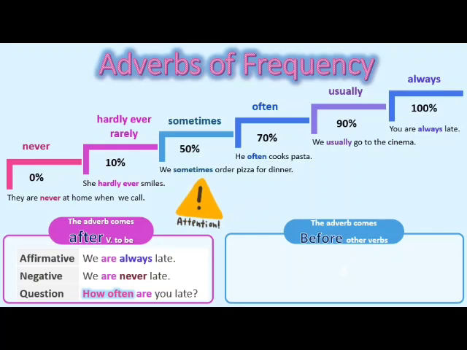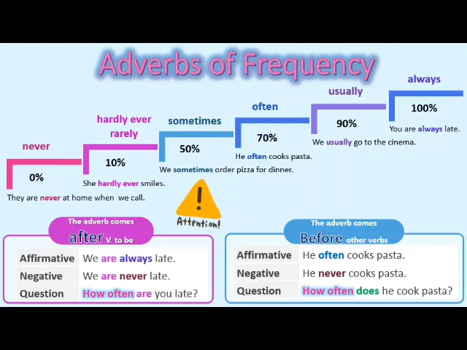What about the other verbs? These adverbs of frequency come before the other verbs. In the affirmative form, we say, he often cooks pasta. And in the negative, the same: we remove often or any of these adverbs and replace them with never. He never cooks pasta. For the question form, we use the WH question, how often does he cook pasta?